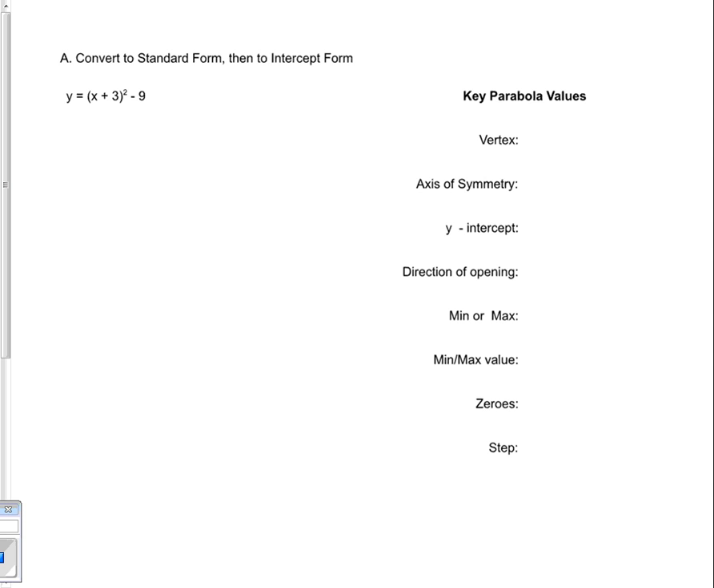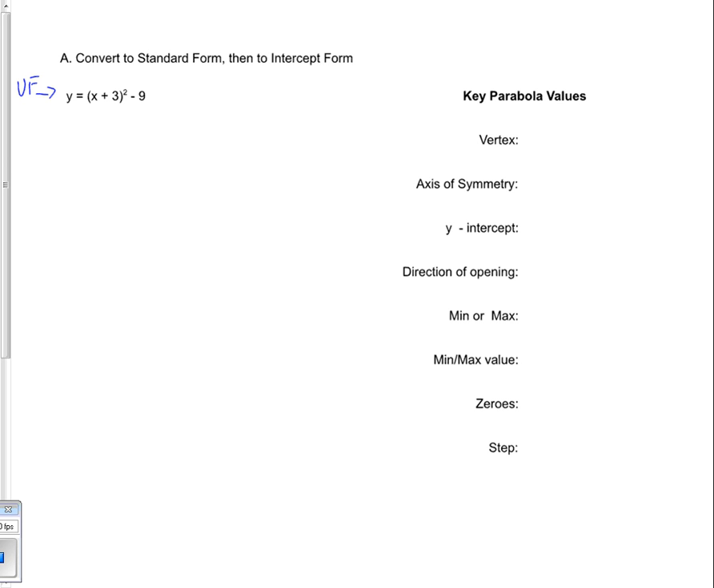What we're going to do now is a couple of examples of converting from standard form to intercept form and finding key values within the parabola. So obviously what we have right here is a parabola, and we've got an equation for one, and this equation happens to be in vertex form. In vertex form of the parabola, we can actually find out a bunch of information.